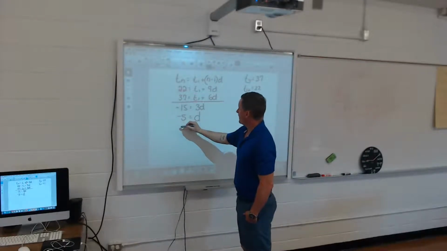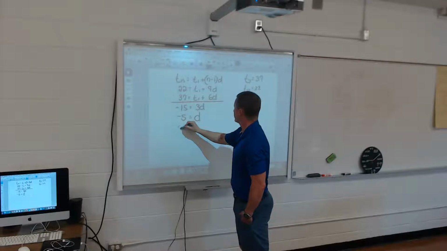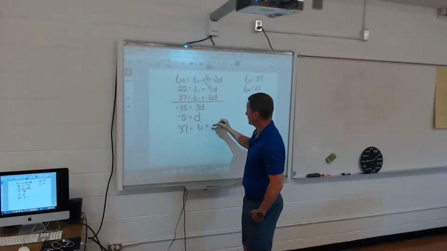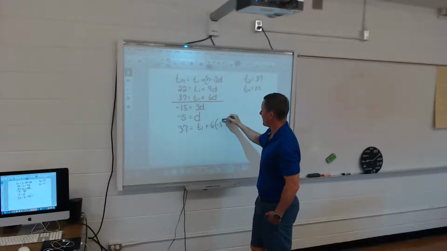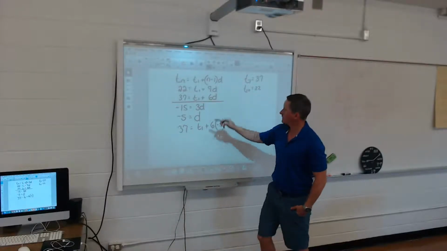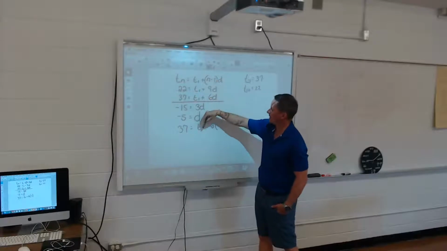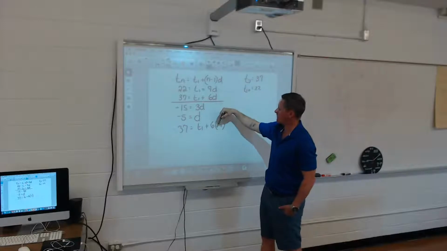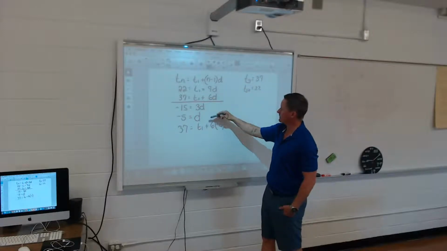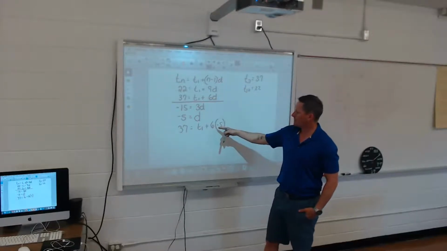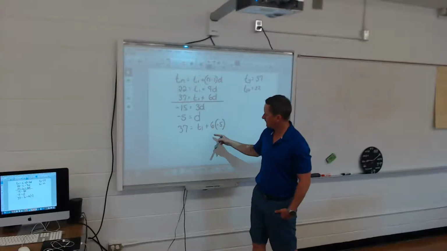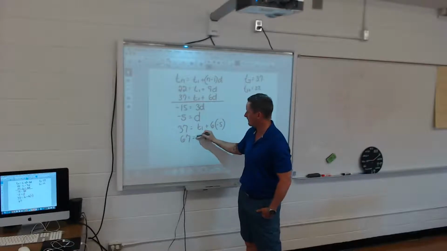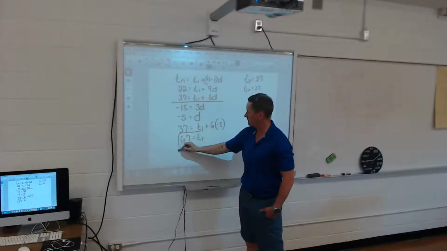All right, then I go down here and I can use one of the terms. So t to the 7 was 37. That equals t to the 1 plus 6 times negative 5. Okay, so I just substituted into this equation. T to the 1 I don't know, I'm going to solve for it. N is 7, so that's 7 minus 1, which is 6. D we solved for is negative 5. That becomes negative 30. Negative 30 add to the other side is now 30. I get 67 equals t to the 1.